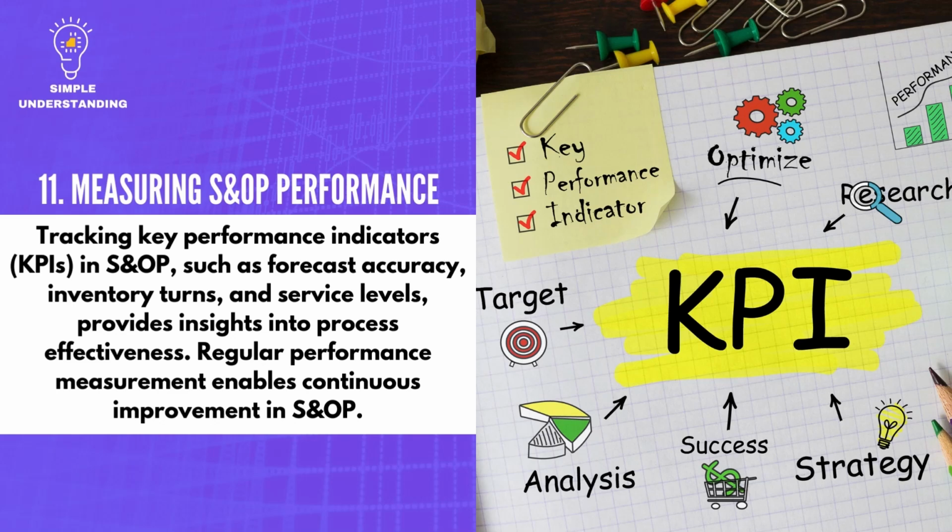11. Measuring S&OP performance. Explanation: Tracking key performance indicators, KPIs, in S&OP, such as forecast accuracy, inventory turns, and service levels, provides insights into process effectiveness. Regular performance measurement enables continuous improvement in S&OP.